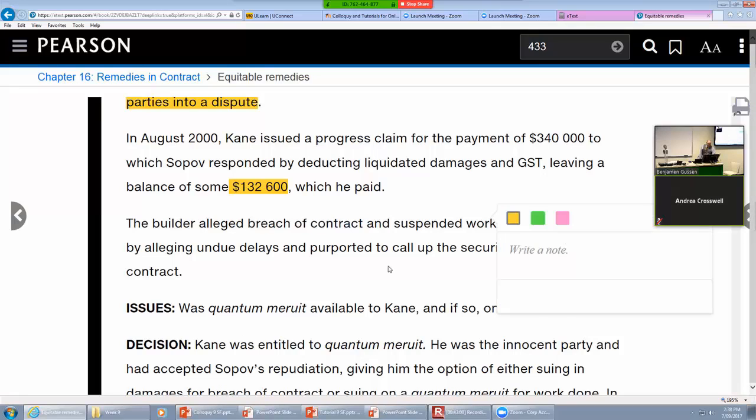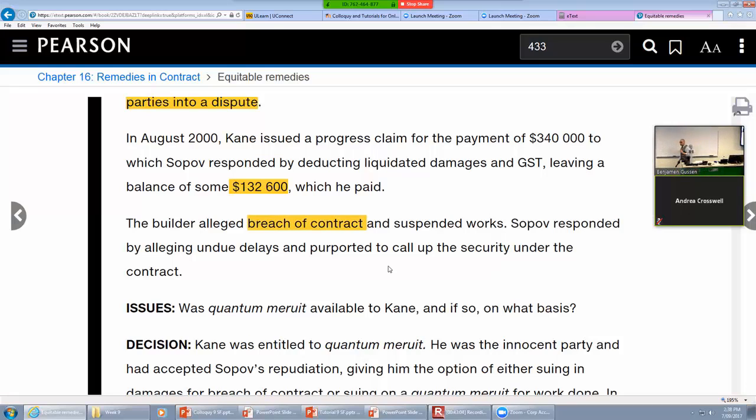The builder then alleged breach of contract. Why? Because the contract, again, is divisible. I've done that amount of work, and I should be paid that amount of money, and I haven't been paid that amount of money. You can think of it as repudiation, because the conduct here was to pay less than the amount owing, so I'm going to treat that as terminating the contract, and I'm going to turn around and ask for damages.